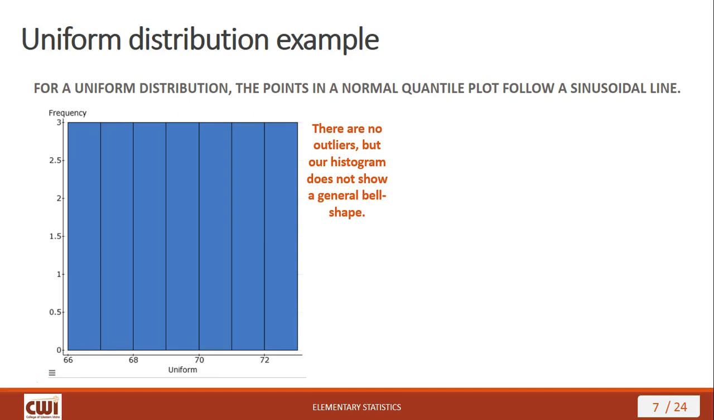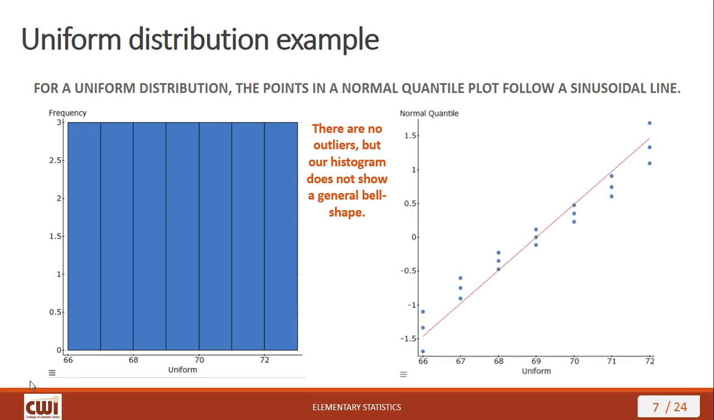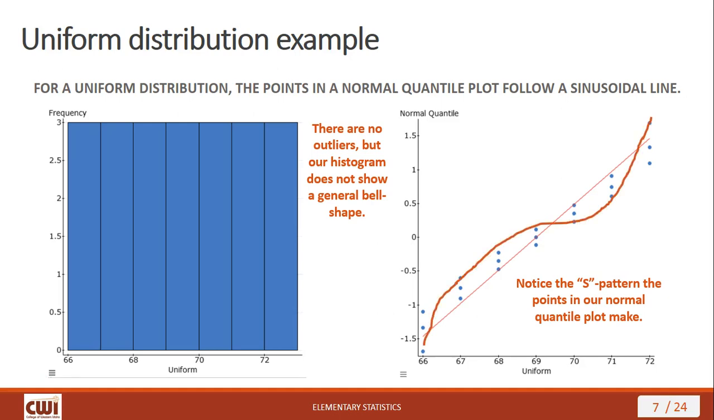However, if we went and made the normal quantile plot, it would look something like this. Notice the S pattern. This is the sinusoidal shape referenced earlier that you see in the lines the data points make if you connect the dots. Notice the general pattern that's made. You kind of go up over the line, and then you're under the line, and you're back over the line again. And so this general S pattern is what we call a sinusoidal curve.